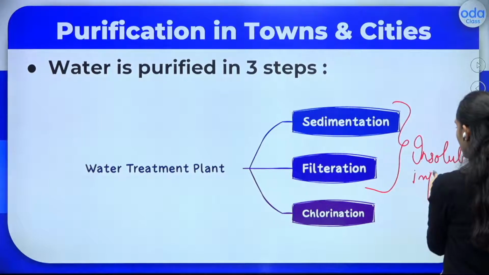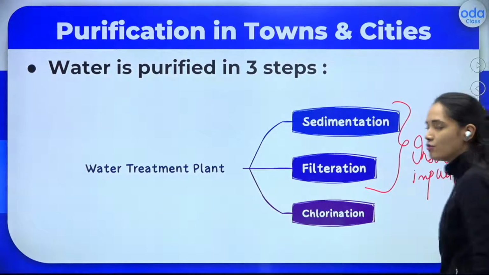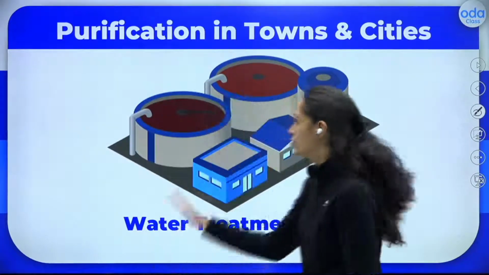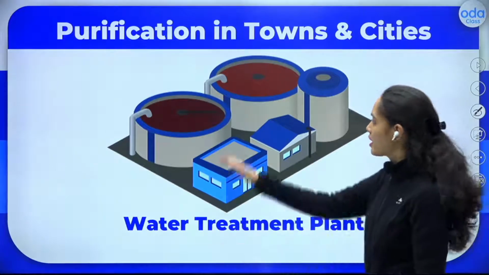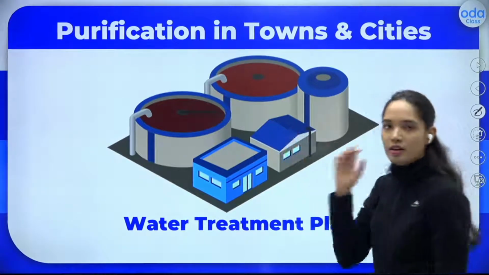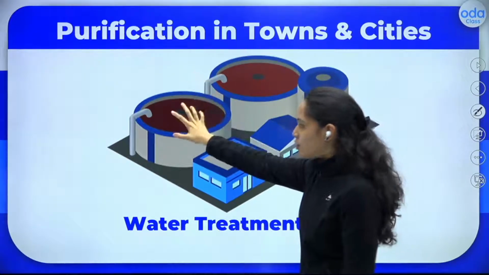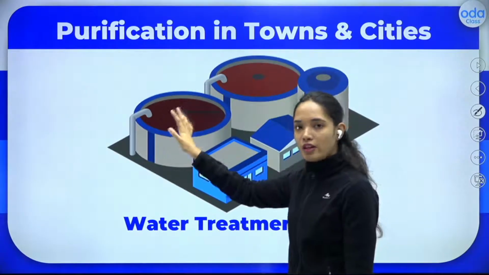Okay? Remove the insoluble impurities. So students, what happens? First, let me show you this treatment plant. You can see there are large tankers over here, right students? These are directly connected. So there is water over there. So students, first what do they do?